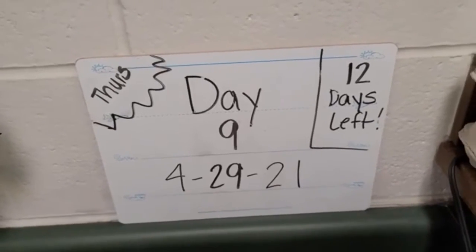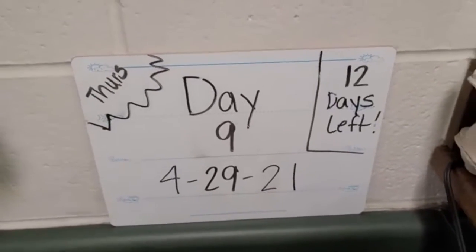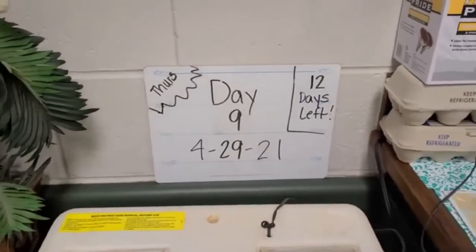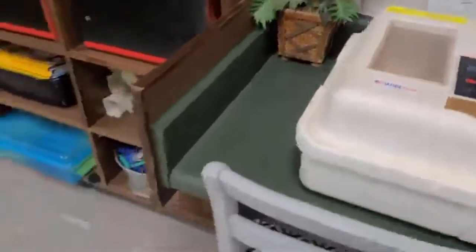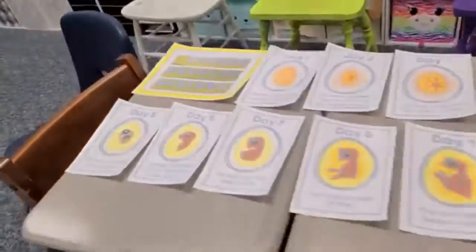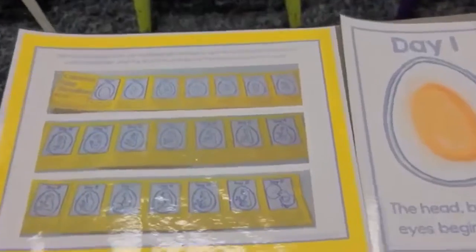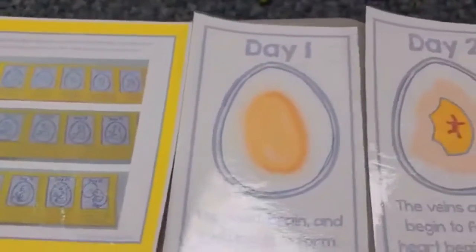It is day 9 of our life cycle of a chicken unit. It is April the 29th. Today is Thursday, and we only have 12 days left until our chicks hatch. We're going to start today by looking at the timeline and how far the chicks have come in just 9 days.